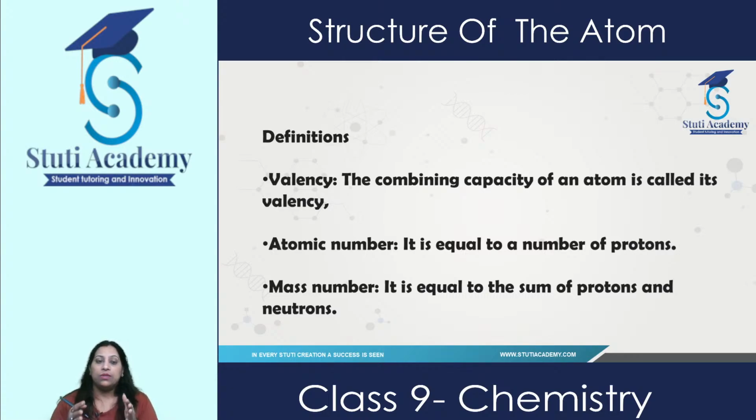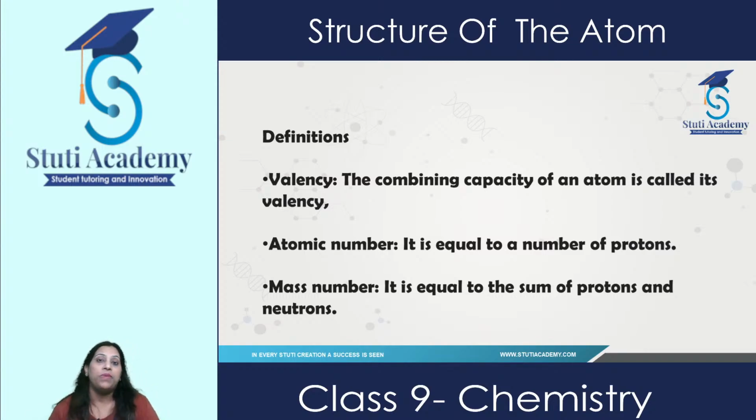Now first is valency. When we are writing electronic configuration, we say that to be stable in nature, an atom can lose an electron or gain an electron. So that tendency or combining capacity of an atom is called its valency. Sometimes it is losing electrons and sometimes it is gaining electrons. So in both cases, the combining capacity, or the tendency of losing or gaining electrons, is known as valency.